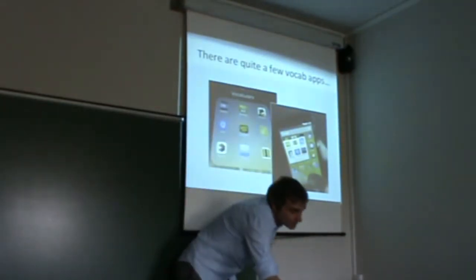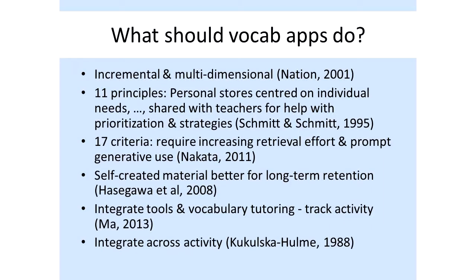So, on to what I was claiming I was going to say before. What should vocab apps do? I think one really important thing is they should respect the fact that vocabulary learning is incremental, cumulative. It's not word plus translation done. It's word plus translation plus experience plus pronunciation. And it doesn't happen in one gulp. It's progressive. And it's multidimensional. There's several different aspects of knowing what a word is, or knowing what a phrase is, etc.